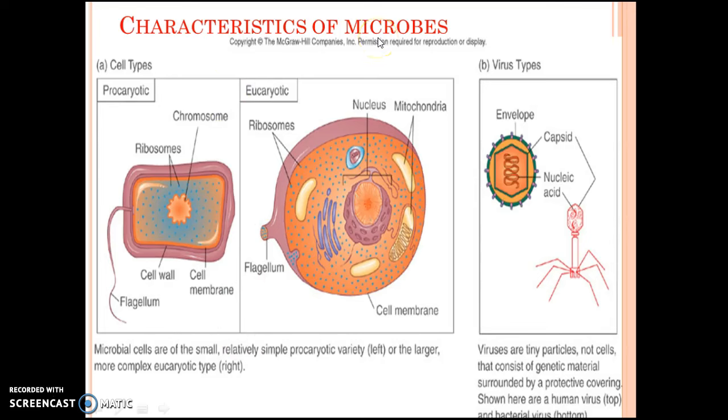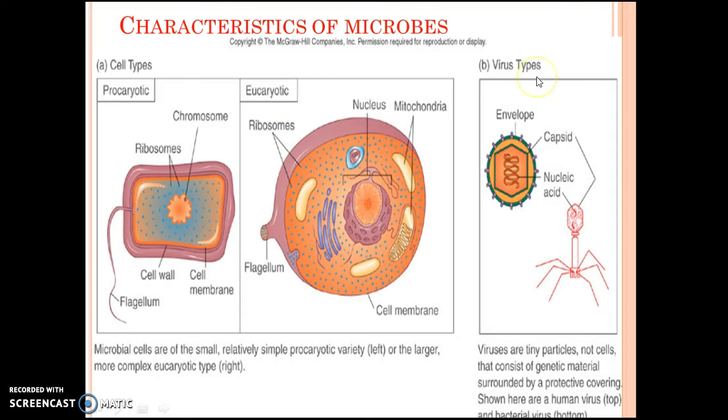The characteristics of microbes. First one is cell types. There are two types of cells, prokaryotic and eukaryotic. A prokaryotic cell includes chromosomes, ribosomes, cell membrane, which is also called plasma membrane, cell wall, and the outer one is flagellum. And then another type is eukaryotic. This eukaryotic cell includes nucleus, mitochondria, cell membrane, ribosomes, flagellum. Bacteria is an example of a prokaryotic cell, and fungi, algae, protozoa are examples of eukaryotic cells.